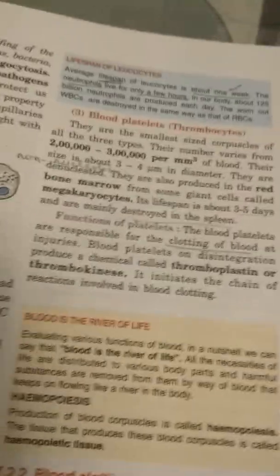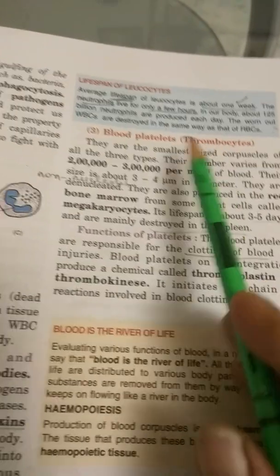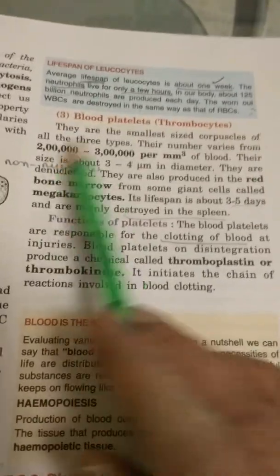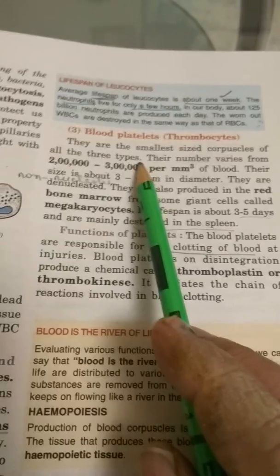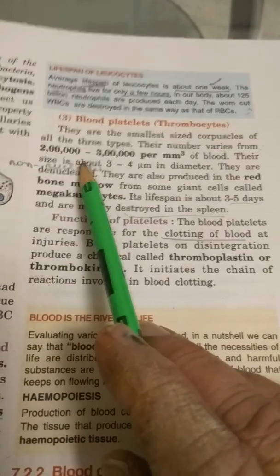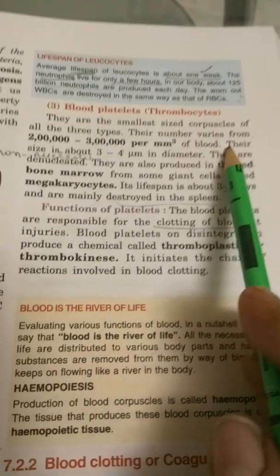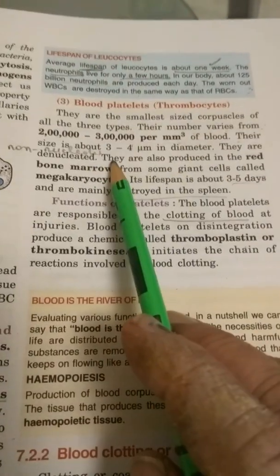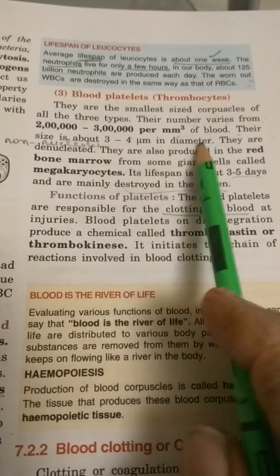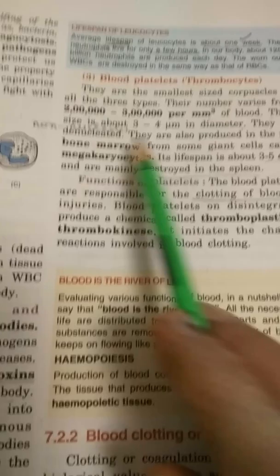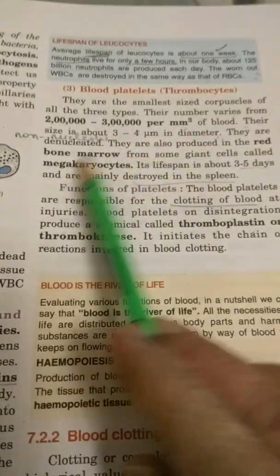Then we'll come to blood platelets. Its biological term is thrombocytes. These are the smallest sized corpuscles of all the three types. Their number varies from 200,000 to 300,000 per millimeter cube of the blood. Their size is hardly 3 to 4 millimeter in diameter. They do not have a nucleus. They are produced in the red bone marrow.